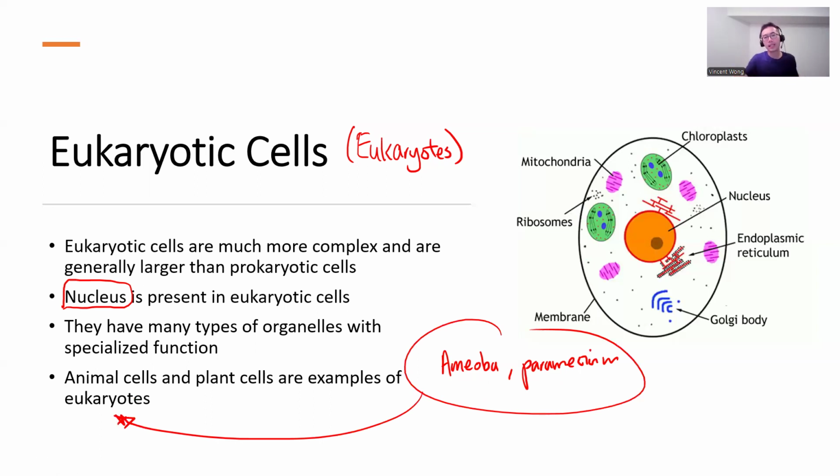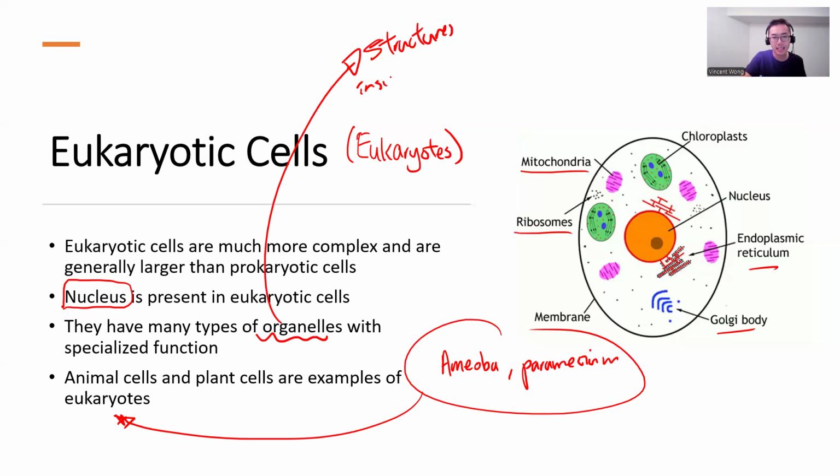Okay, so all these things that you see in the picture, the mitochondria, ribosome, Golgi body, all these are organelles. Okay, organelles are structures inside a cell with specialized functions.